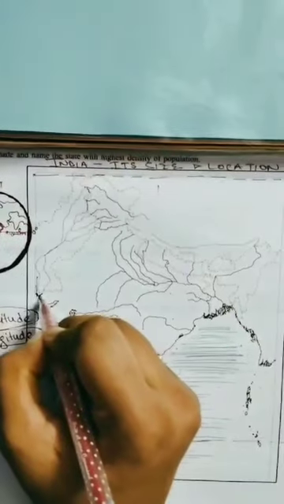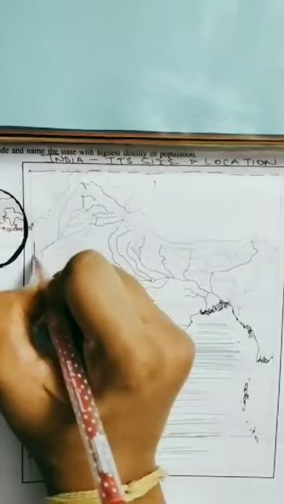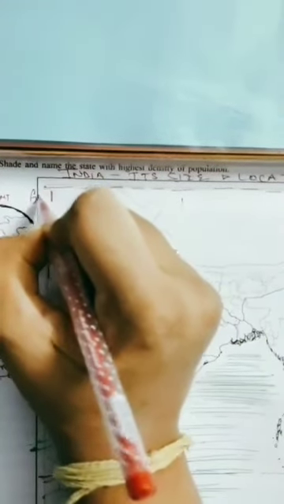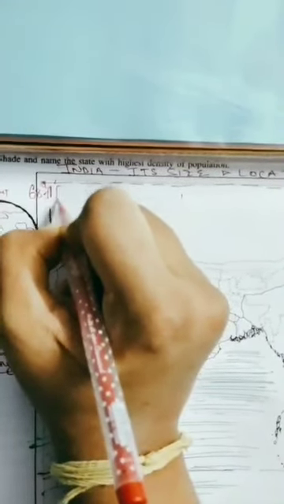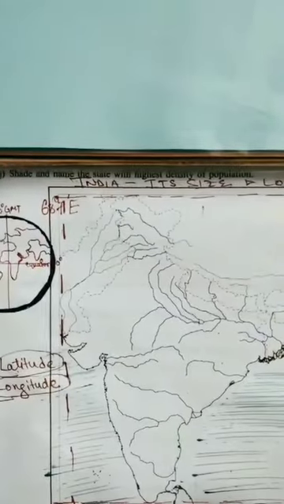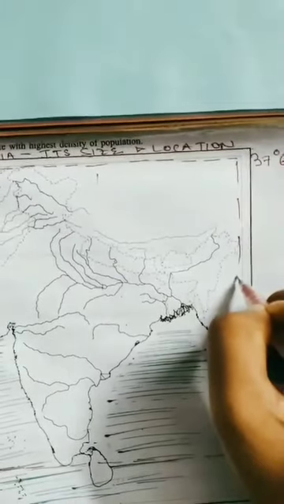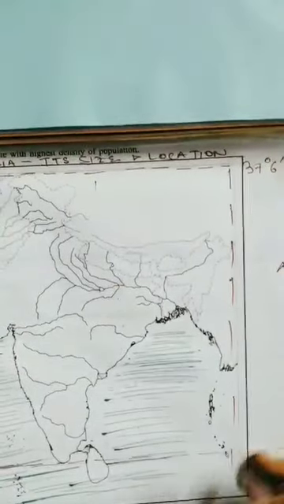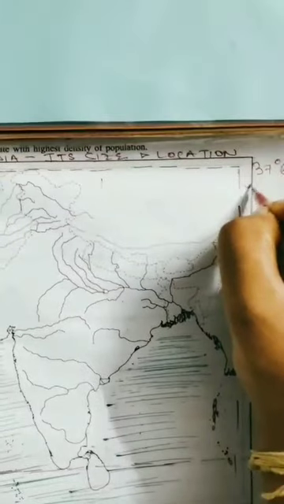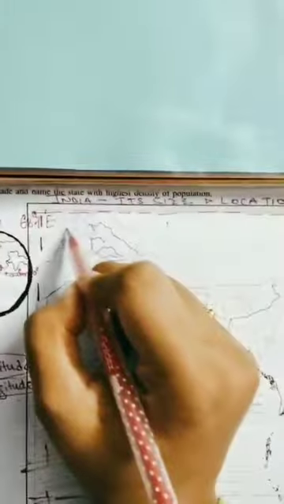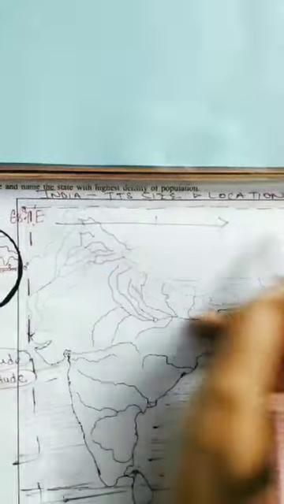So let us check the longitudinal value. This is the starting portion and this is the ending portion. Let us mark the longitudinal value. It starts from 68 degree 7 minute east and runs up to the longitudinal value 97 degree 25 minute east. So what is the longitudinal extension?